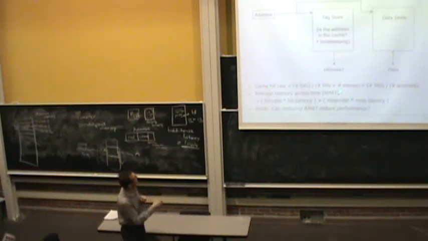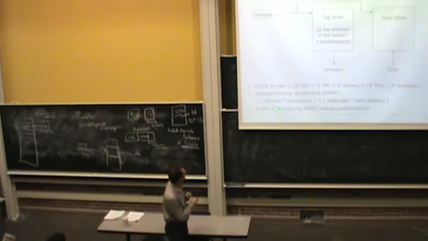I will not go through this, but this is another way of showing the previous equation. This is the average memory access time: the hit rate times the hit latency plus the miss rate times the miss latency. And this miss latency, if you will, is the average memory access time of the next level.